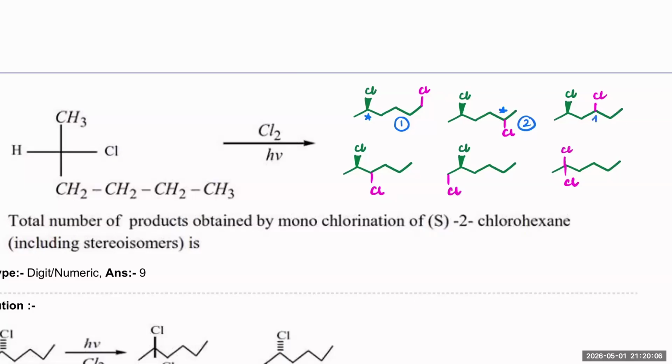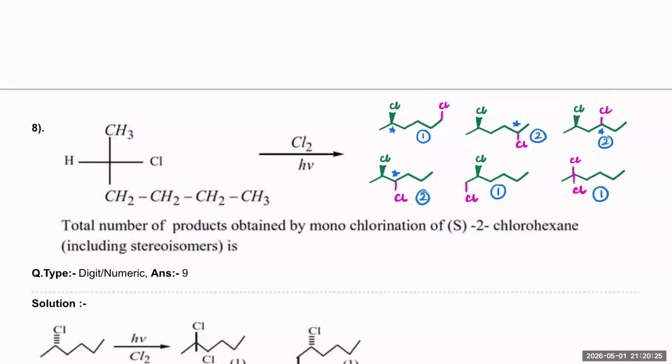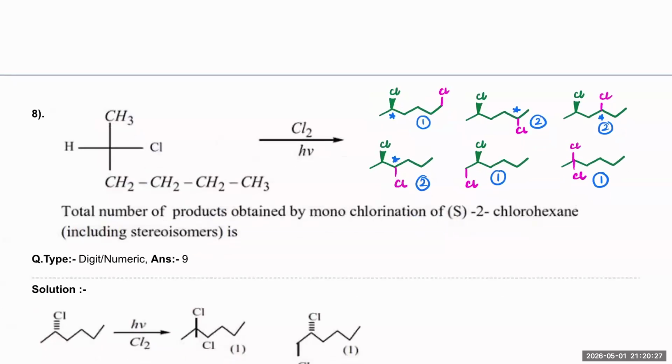Here again there is a chiral center. You will get two, correct? Here also there is a chiral center. You will get two. Here at this position you do not have any chiral center, so you will count it as only one. And here there is no chiral center, we count it as only one. Okay, so please check. These are the structures we need to count.